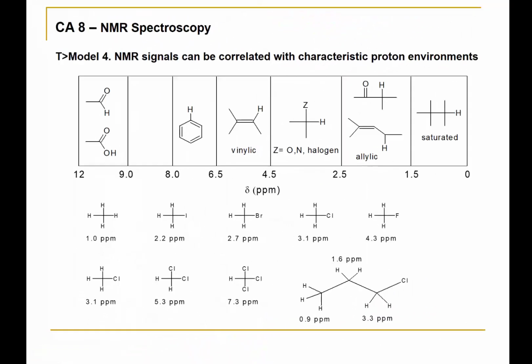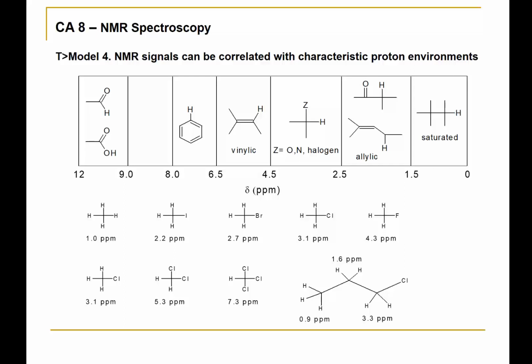Thus far in proton NMR, we've seen that the number of signals tells us about the number of proton environments. This is because each proton environment experiences a different external magnetic field, or a different effective magnetic field, and therefore requires a different radio frequency for the alpha to beta transformation. The NMR signal can also be correlated to the specific type of proton environment.